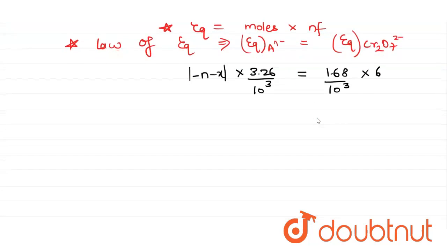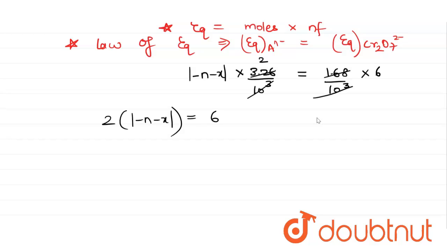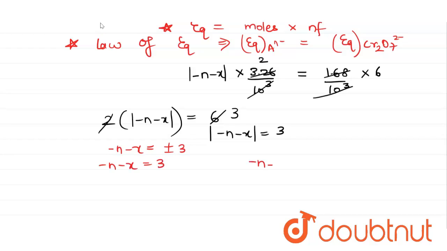So now on solving, this gets cancelled. This is multiplied by 2. So 2 into mod of -n - x is equal to 6, 2 into 3. So now mod of -n - x is equal to 3. Now solving the modulus, -n - x is equal to plus or minus 3. One case: -n - x is equal to 3. Other case: -n - x is equal to -3.